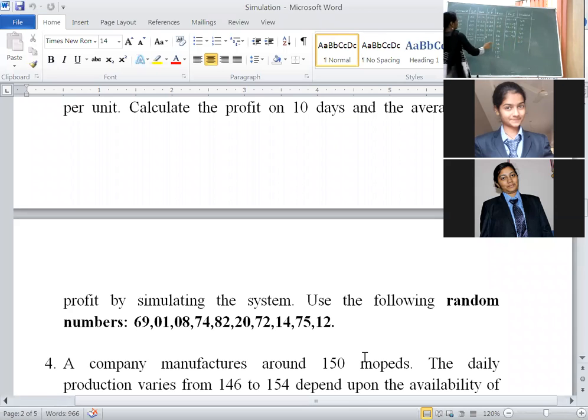Next, 72 lies in this class interval. The corresponding demand is 40. 14 lies in this class interval. The corresponding demand is 20. 75 lies in this class interval. The corresponding demand is 40. 12 lies in this class interval. The corresponding demand is 20. Then, if you add this, you will get 280.